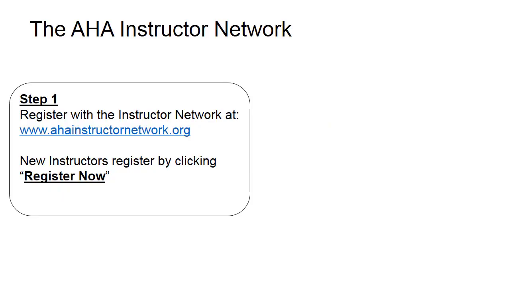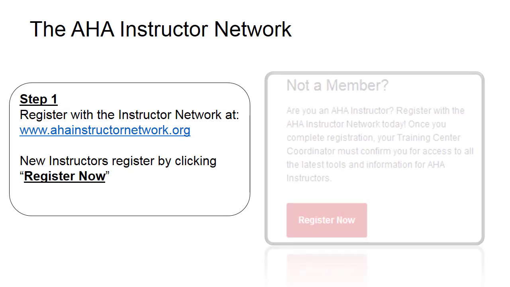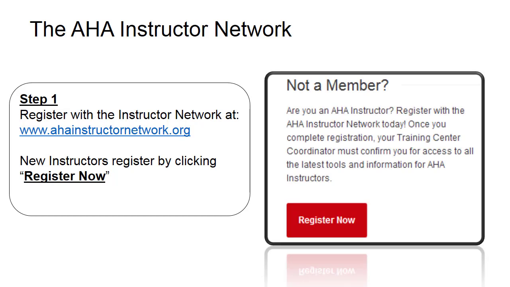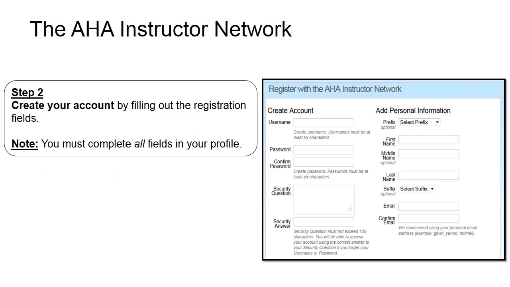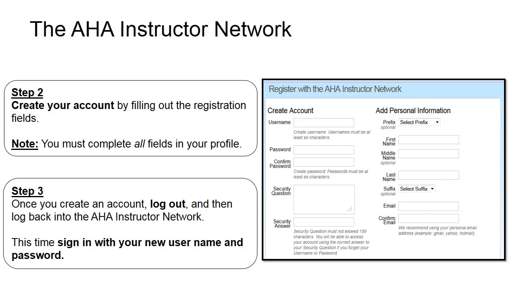Go to the website at ahainstructornetwork.org and click on the button that says Register Now. Next, create your instructor account by filling out the registration form. Once you've created your profile, log out of the website, then log back in using your new username and password.